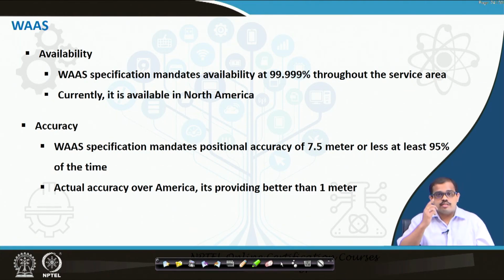There is also accuracy that has to be maintained. It normally mandates that the positional accuracy of these WAAS systems should be 7.5 meters, extremely precise, 95% of the time. Actual accuracy over America is very high. It is providing better than a meter of accuracy, sometimes even less than 50 to 60 centimeters. So that is how the accuracy is really good in terms of a WAAS system.